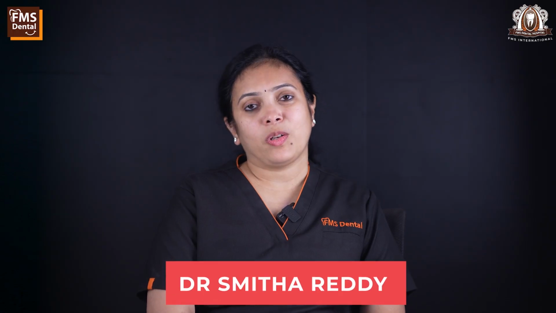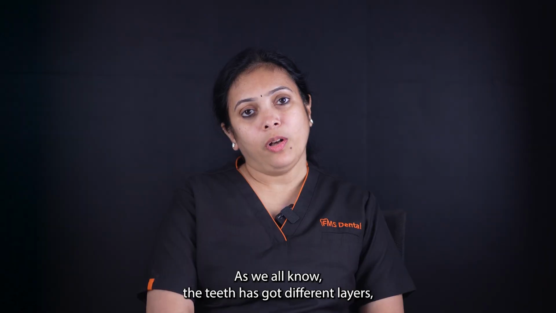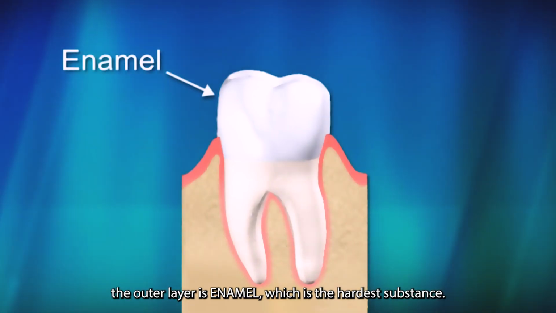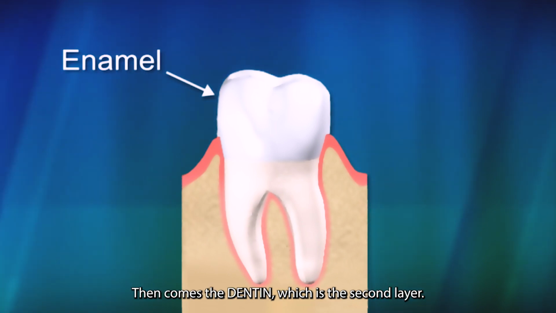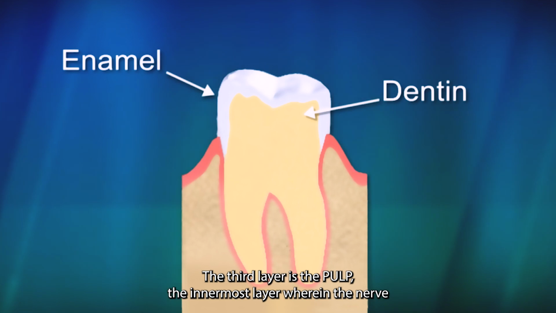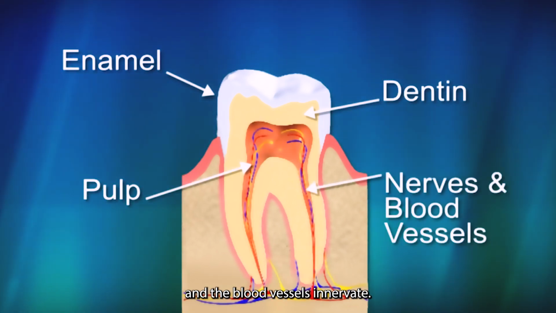Hello everyone. Today I'm going to talk about management of decayed teeth. What are decayed teeth? As we all know, the teeth have different layers. The outer layer is the enamel, which is the hardest substance. Then comes the dentin, which is the second layer. The third layer is the pulp, the innermost layer, wherein the nerve and the blood vessels innervate.